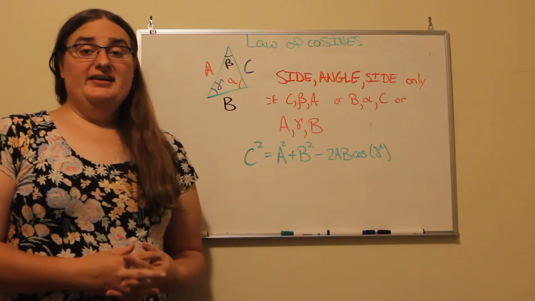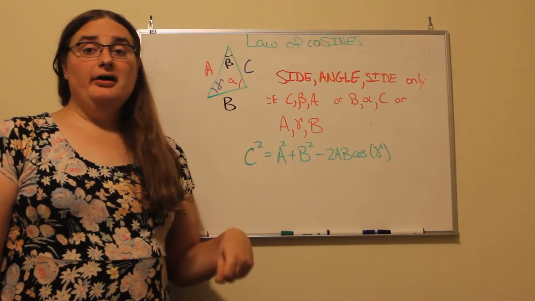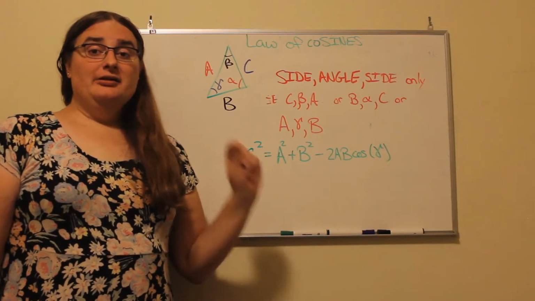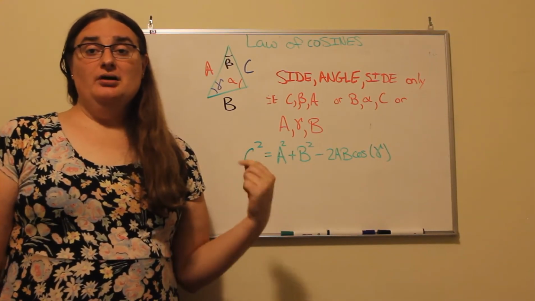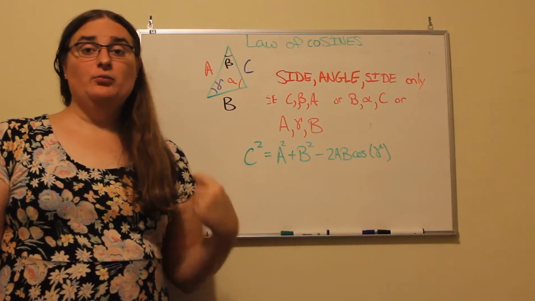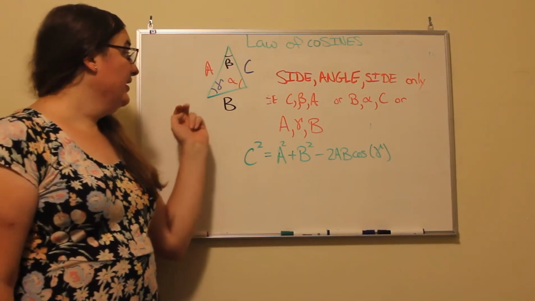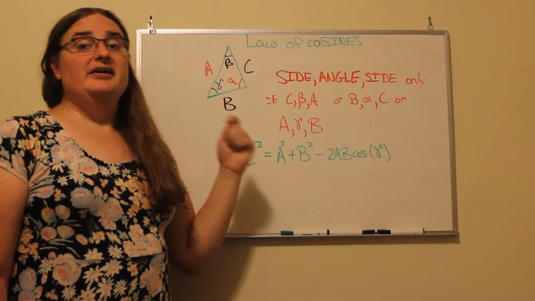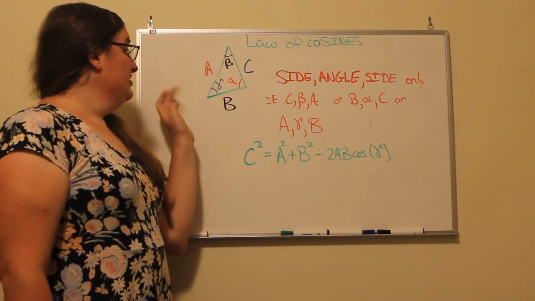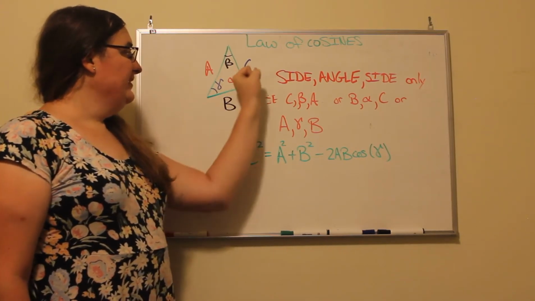Hi, I want to take a couple of minutes to review the law of cosines. Now, like the law of sines, the law of cosines is necessary when we aren't dealing with right triangles. So for any triangle, we have three sides, and our convention is to label them A, B, and C.